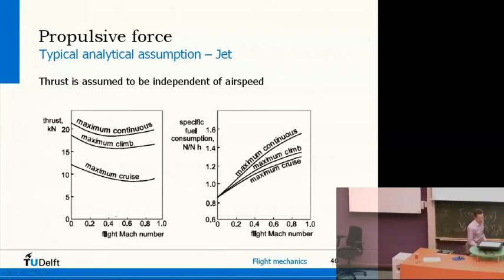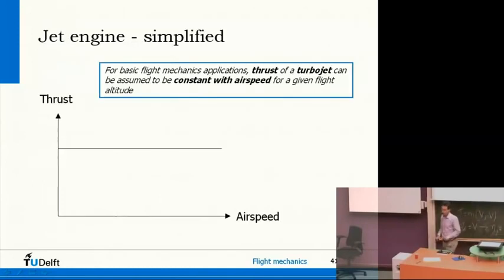So if you take this diagram and simplify a little for our flight mechanics lecture, you can assume that thrust for a jet engine is more or less independent of airspeed. Of course, if you give more fuel flow in the cockpit, you get more thrust, and if you give less fuel flow, you get less thrust. But if you don't change anything and just fly faster, you don't really notice it in terms of thrust. This is a nice thing to have, because thrust is something we need in our equations of motion.